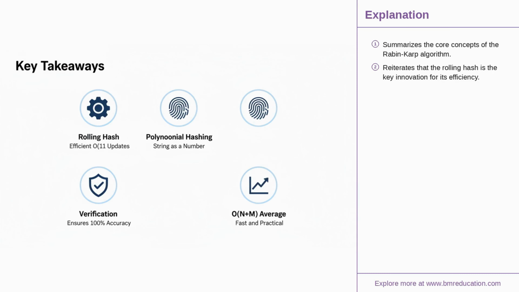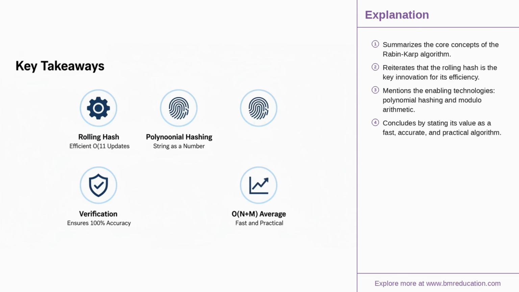In summary, the Rabin Karp algorithm is a powerful, probabilistic approach to string matching. Its true innovation is the rolling hash, which transforms an expensive recalculation into a lightning-fast update. By cleverly using polynomial hashing and modulo arithmetic, it can rapidly discard mismatches, and with a simple verification step, it ensures perfect accuracy, making it a vital tool in computer science.